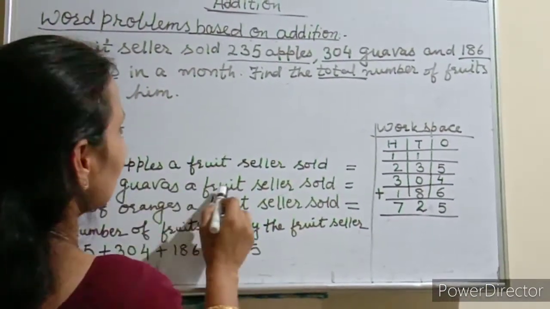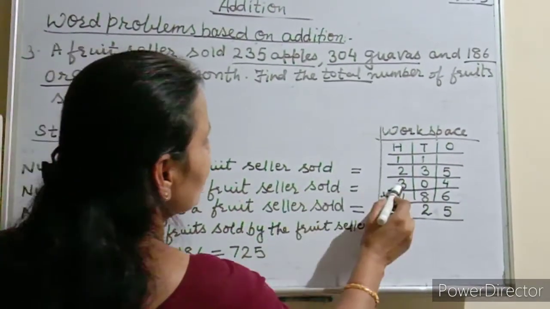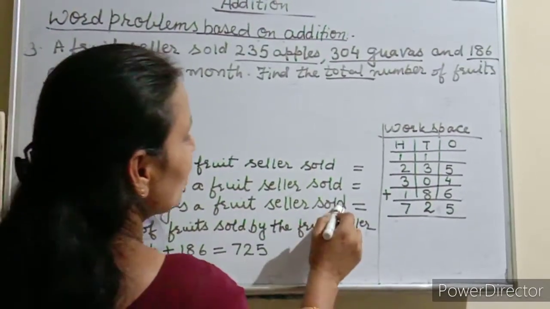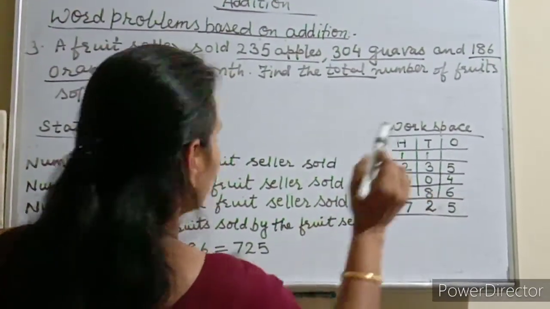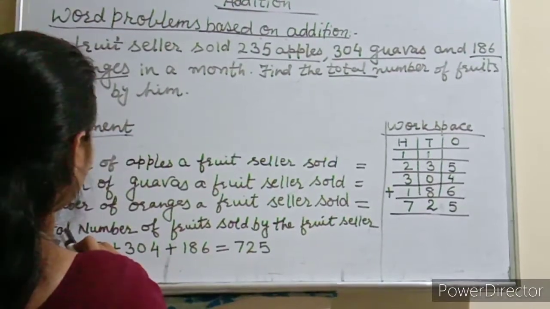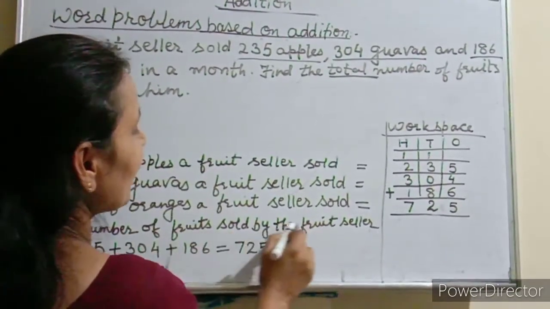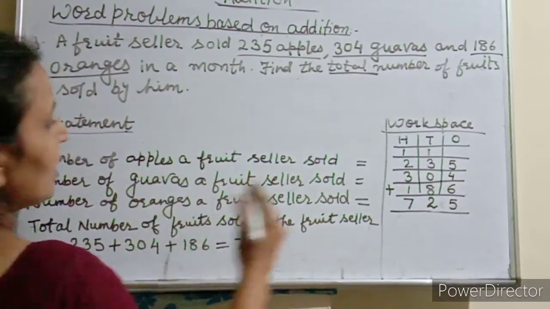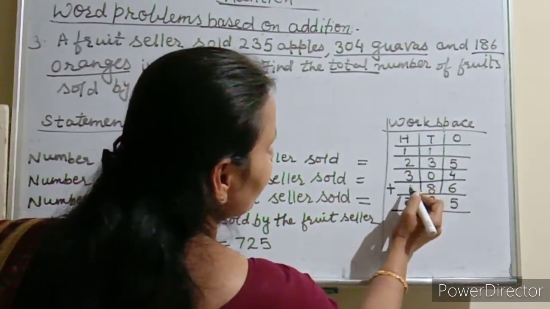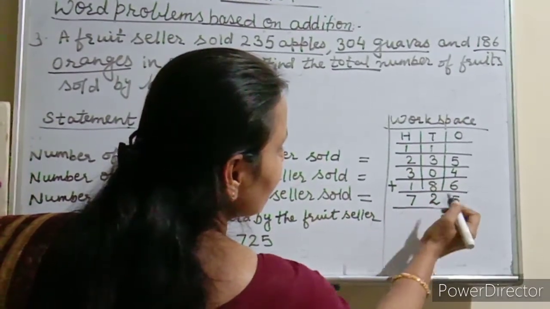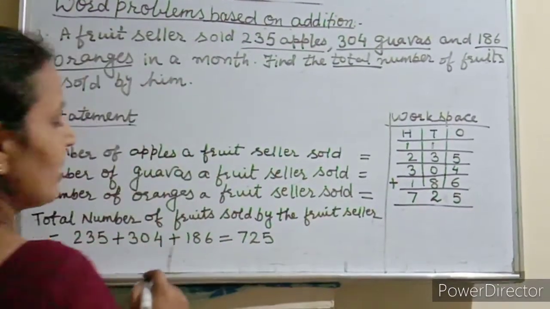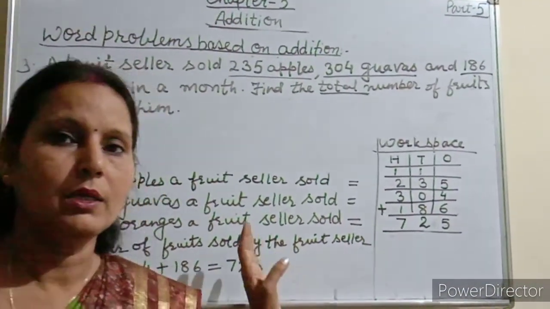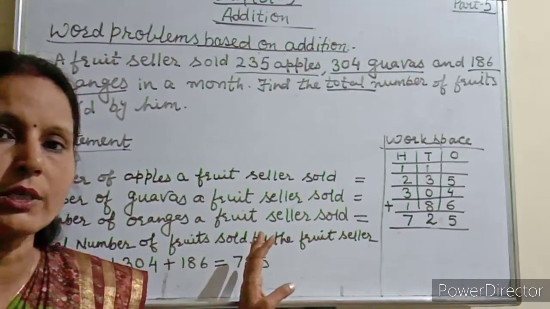So students, number of apples a fruit seller sold is equals to 235. Number of guavas a fruit seller sold is equals to 304. Number of oranges a fruit seller sold is equals to 186. See, so the total number of fruits sold by the fruit seller is equals to 235 plus 304 plus 186 is equals to 725. So students, any problem in word problems based on addition?